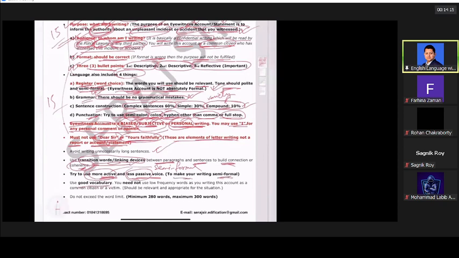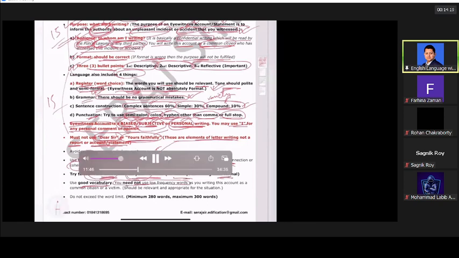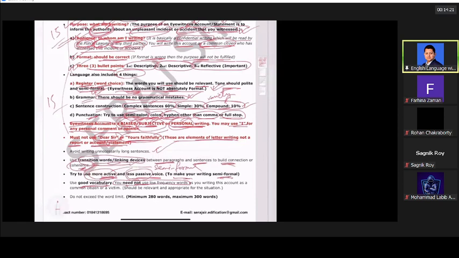To make your writing semi-formal, remember that. Use good vocabulary. You need not use low frequency words. Please do not use low frequency words, because you are writing this eyewitness account as an ordinary citizen. As an ordinary citizen, you need not use low frequency words, as you are writing as a common citizen or a victim. Also, your word choice should be relevant and appropriate for the situation. Do not exceed the word limit: minimum 280 words, maximum 300 words.